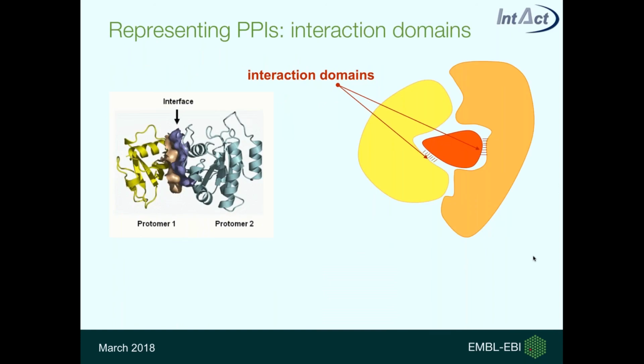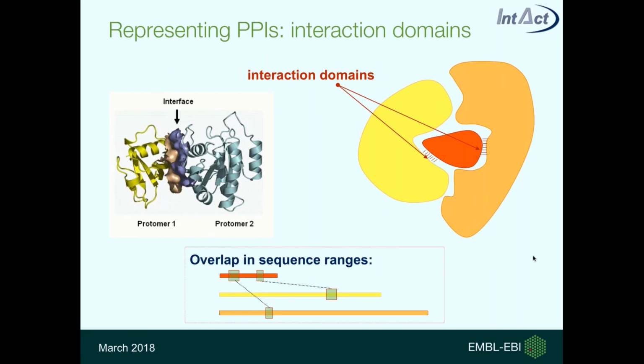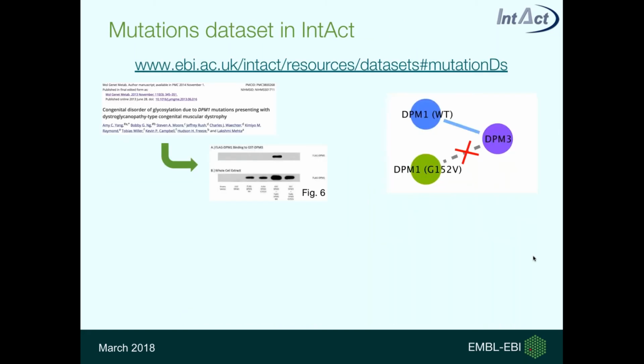In IntAct, we don't just capture which proteins interact with each other, we also describe the binding regions where we have that knowledge from the experiment. We can identify these with little blocks of interconnected regions, and you will see examples on the website shortly. We capture all sorts of extra information, and one thing we've added over the last year is a structured way of exporting all the mutation data.